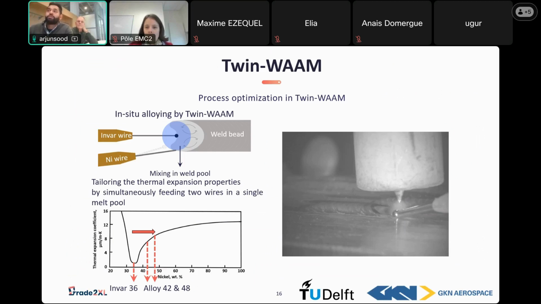However, initially you have to optimize the process, and one such condition of the optimized process is shown here. You can see very clearly the way we optimize the process: we feed two wires in the single melt pool, and by varying the wire feed speeds, you can obtain the required thermal expansion properties. This is a very good advantage of wire arc additive manufacturing, as, in order to reduce lead times, like Marco mentioned, you can use this technology to deposit whatever composition you want.